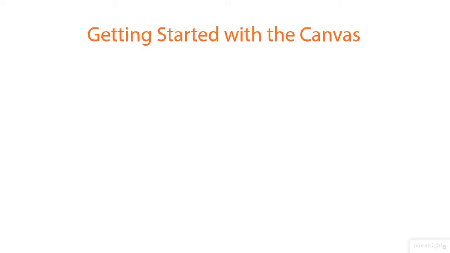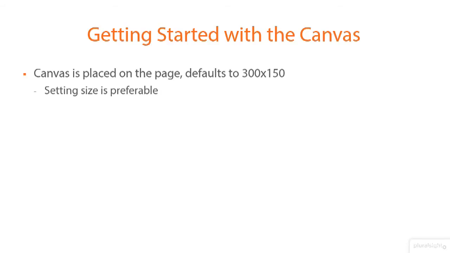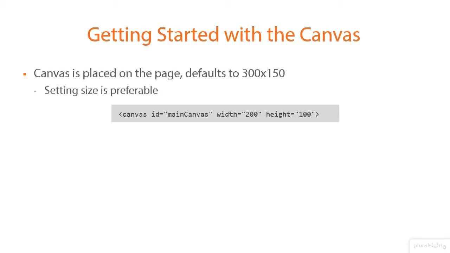Let's see how we can work with the canvas. As mentioned, in terms of HTML, the canvas is really simple. You simply place a canvas element on the page as shown here in the sample code. We can then specify a size, and if we omit the size, it will default to 300 by 150 pixels. Now that's about it for the HTML. All the rest is done using the JavaScript API.